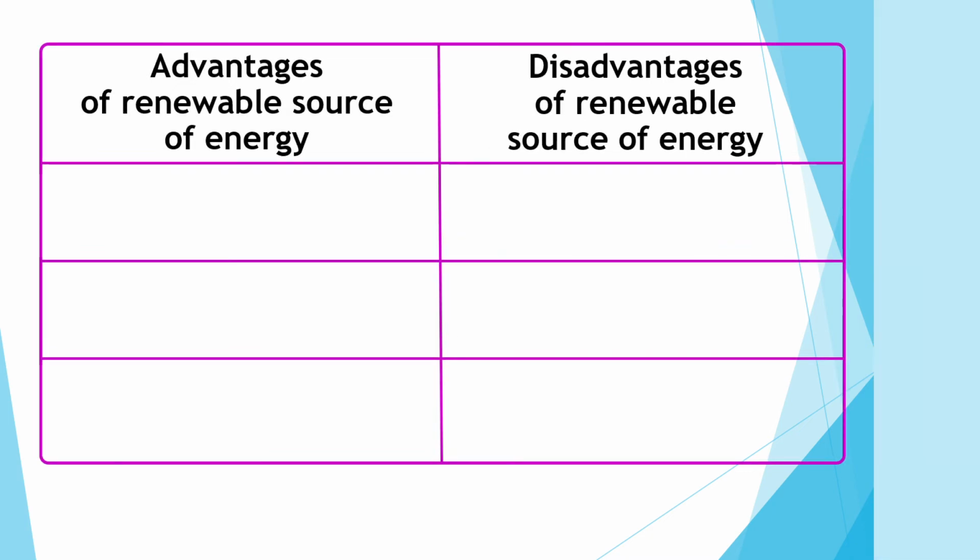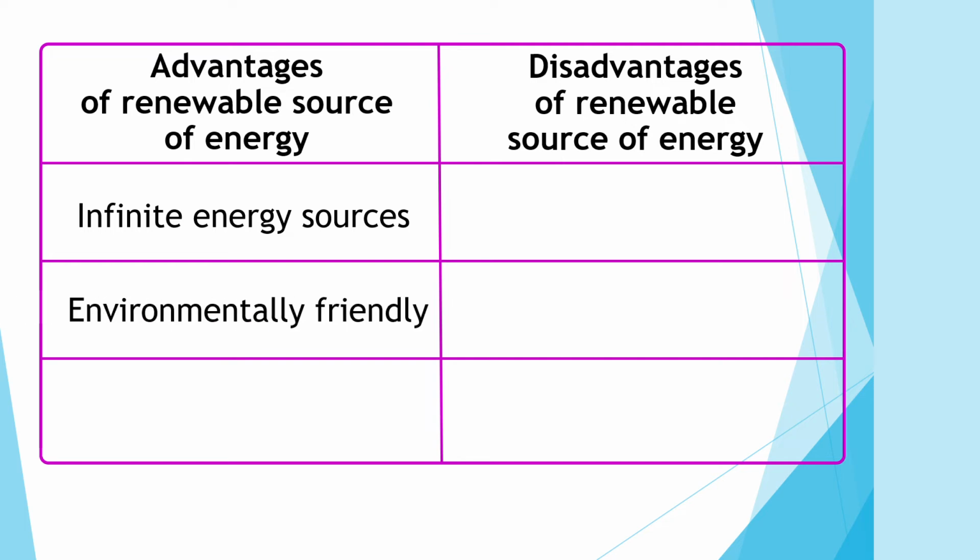Now we look at the advantages and disadvantages of renewable sources of energy. The advantages: one, it's infinite, so it's reusable. It doesn't really run out. Next, it's environmentally friendly. It doesn't really hurt the environment because it is from the environment. The disadvantages: it requires a lot of space. You need huge space to build that factory. Like the wind turbines, you need a lot of wind turbines to actually generate electricity.